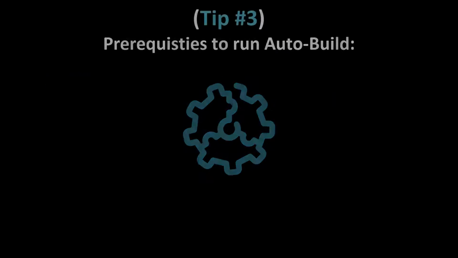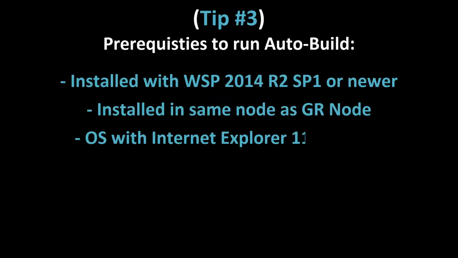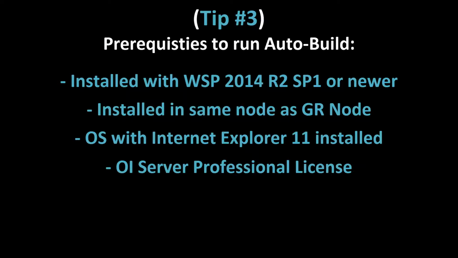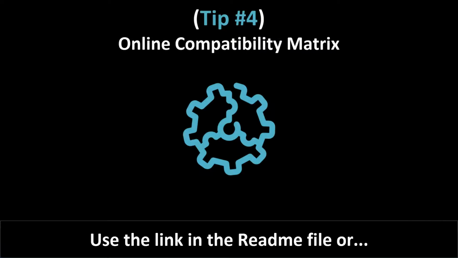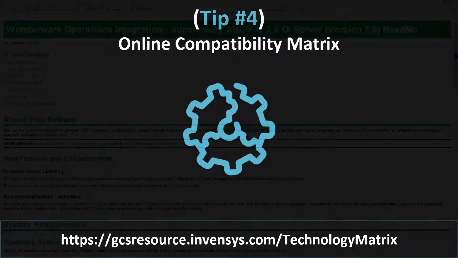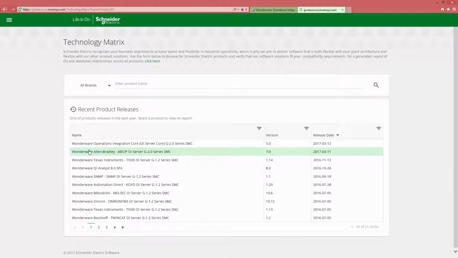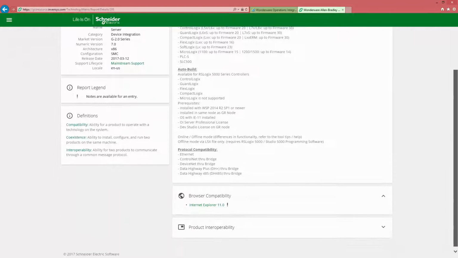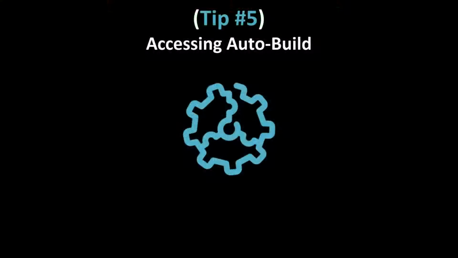Tip number three, auto-build has very tight integration with Wonderware application server 2014 R2 SP1 or newer. Please follow the prerequisites listed on the screen to ensure a successful installation. Tip number four, please remember that we now have the information posted in the online compatibility matrix. You can access the online compatibility matrix through the README file or through the GCS Product Hub website, and all the information is kept there and updated as necessary.